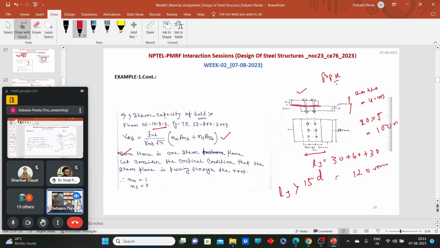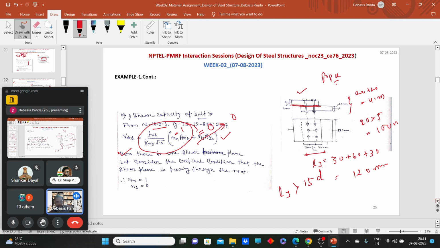So if only one plane is there and if the plane is passing through the shank, then what will be the value of this NN? 1, and this NS will be 0. So that part will eventually vanish. So only this part will contribute towards the calculation of shear capacity of the bolt.